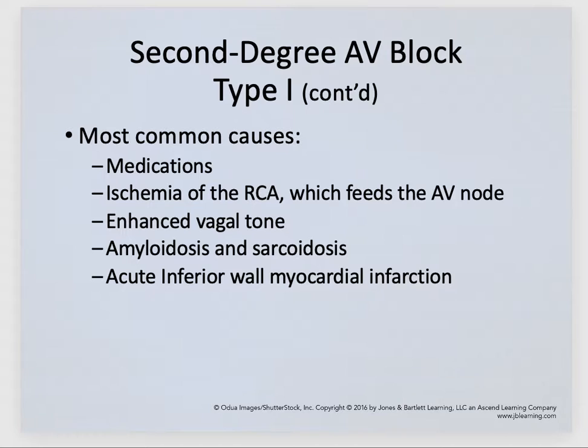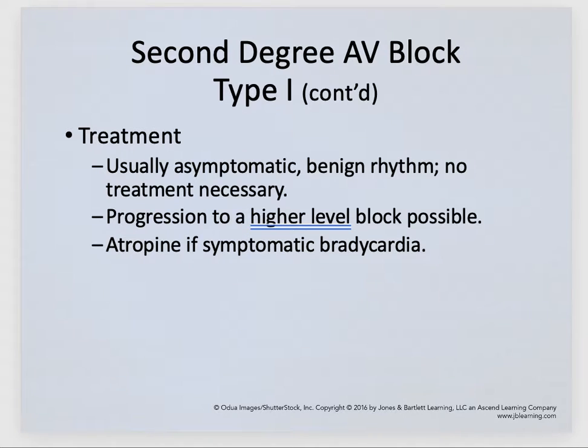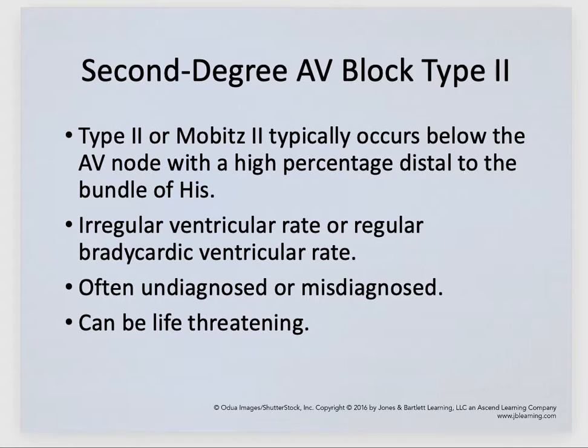So second degree type 1 can be called Mobitz Type 1, it can be called Wenckebach, and it can be triggered by medicines, ischemia, lack of blood flow, enhanced vagal tone, similar kinds of things. Many different things can trigger this. We're not really worried about the causes of a second degree. What I want you to know is that, again, usually the person doesn't know they have this. They usually can't feel it. And again, it's really not something that's usually treated.